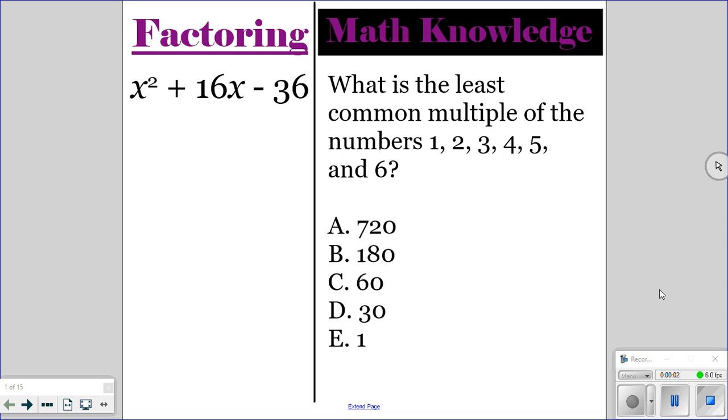Alright, so y'all go ahead and do the factoring and the math knowledge question for today. Pause the video, and then once everyone is finished, you can unpause the video and I'll go over the correct answers. So for the factoring, we should have x plus 18 times x minus 2.